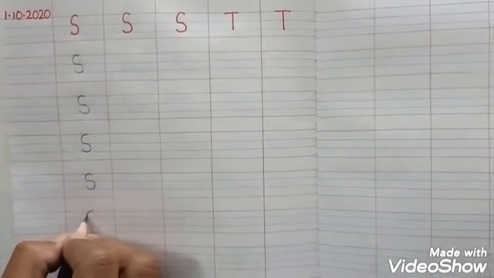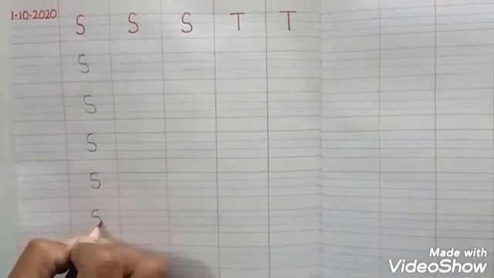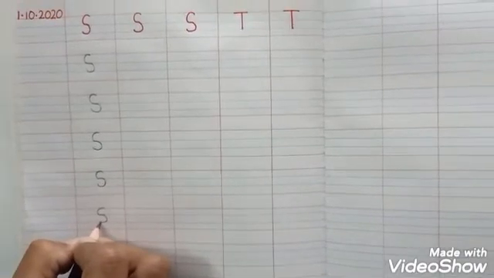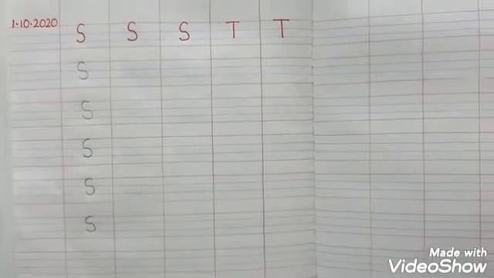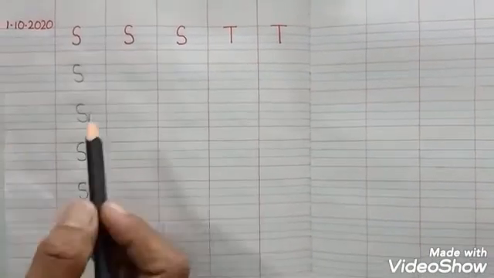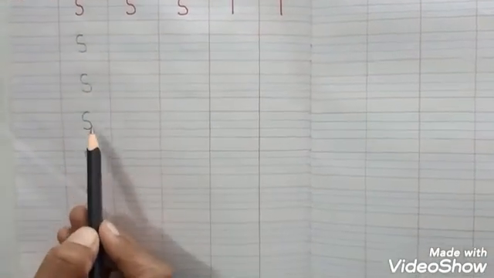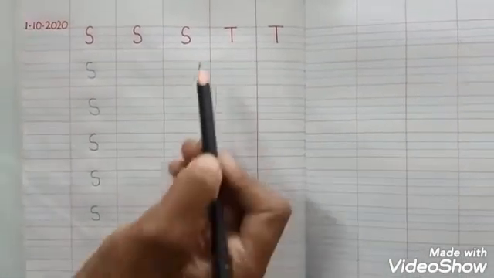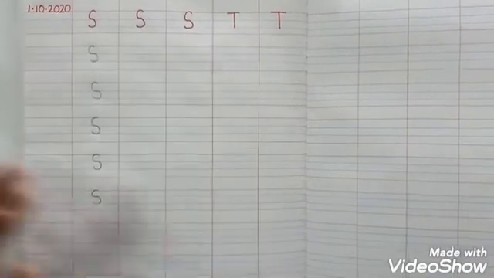Pencil on the red line, turn, touch the first blue line, again turn, touch the second blue line and go little up like this. Okay, you have to write S only in 1, 2, 3, 4, 5 lines. Okay, like this, the whole page. These 3 lines you will leave blank.